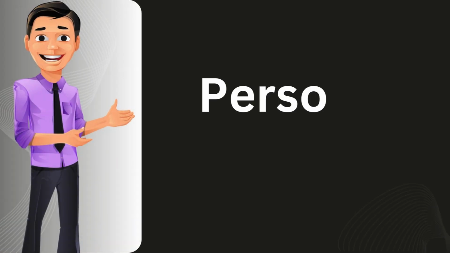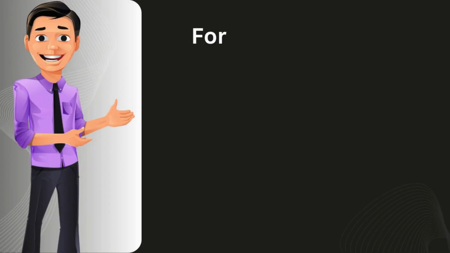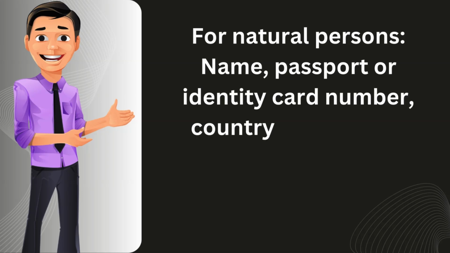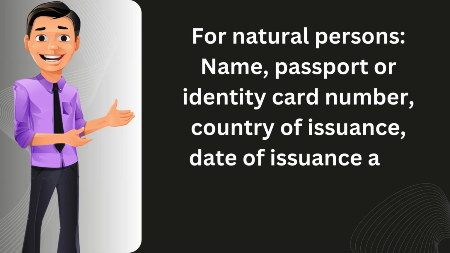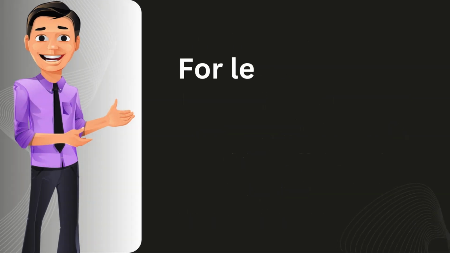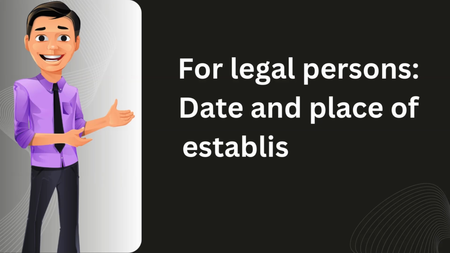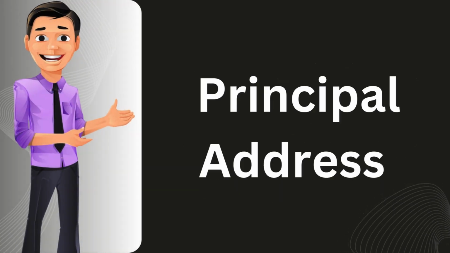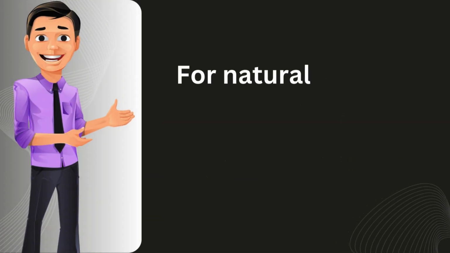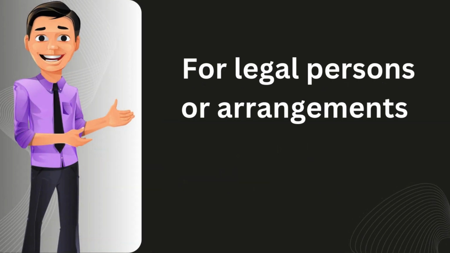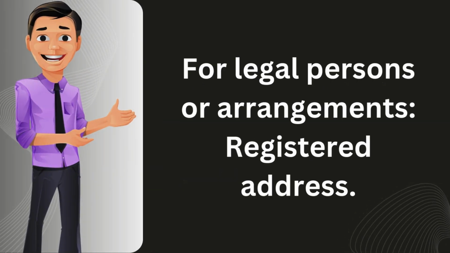Personal data. For natural persons, name, passport or identity card number, country of issuance, date of issuance and expiry, nationality, date and place of birth. For legal persons, date and place of establishment or incorporation. Principal address. For natural persons, evidence of permanent residential address. For legal persons or arrangements, registered address.